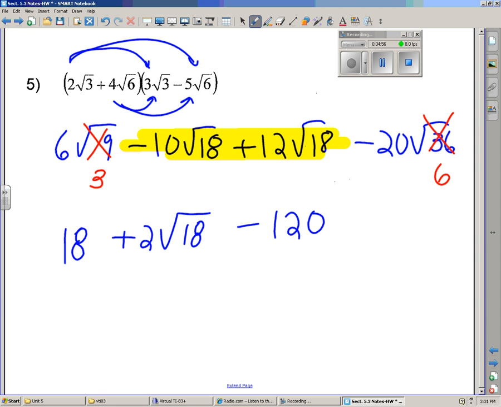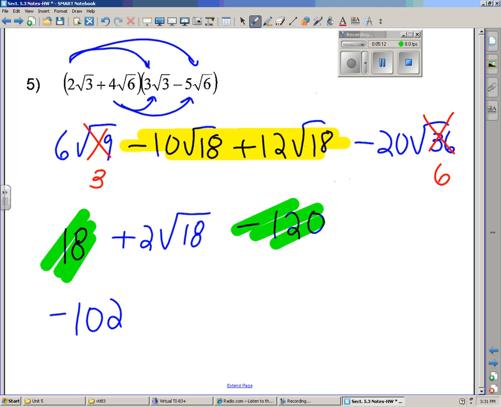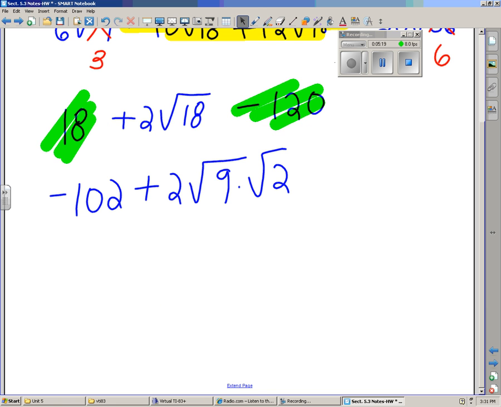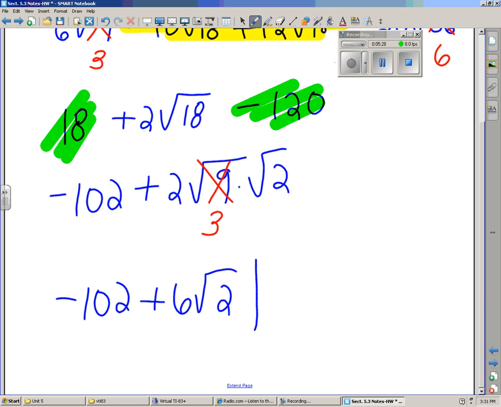We still have some square roots to simplify. So we basically have, and I'm going to combine these together right now too, this 18 minus this 120, that's going to end up turning into negative 102. So I'm going to put my negative 102, and then I'm going to simplify the square root of 18 by making it root 2 and root 9. The square root of 9 is just 3. And this becomes negative 102 plus 6 rad 2.